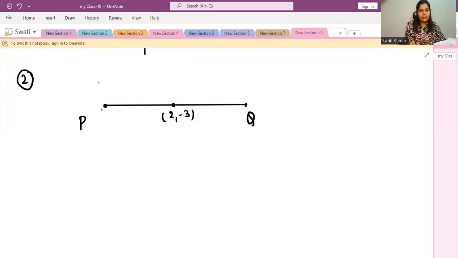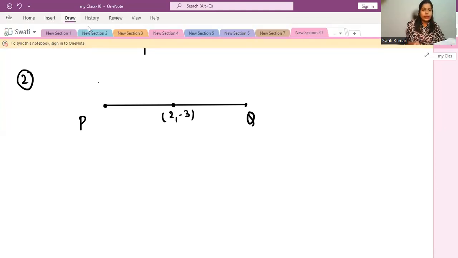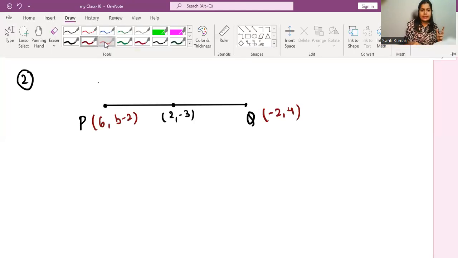So this is 2 comma minus 3, and the coordinates of P and Q are also given. The coordinate of P is 6 comma b minus 2, and the coordinate of Q is minus 2 comma 4. Okay, so we have to find here the value of b. That's it. Very simple question.